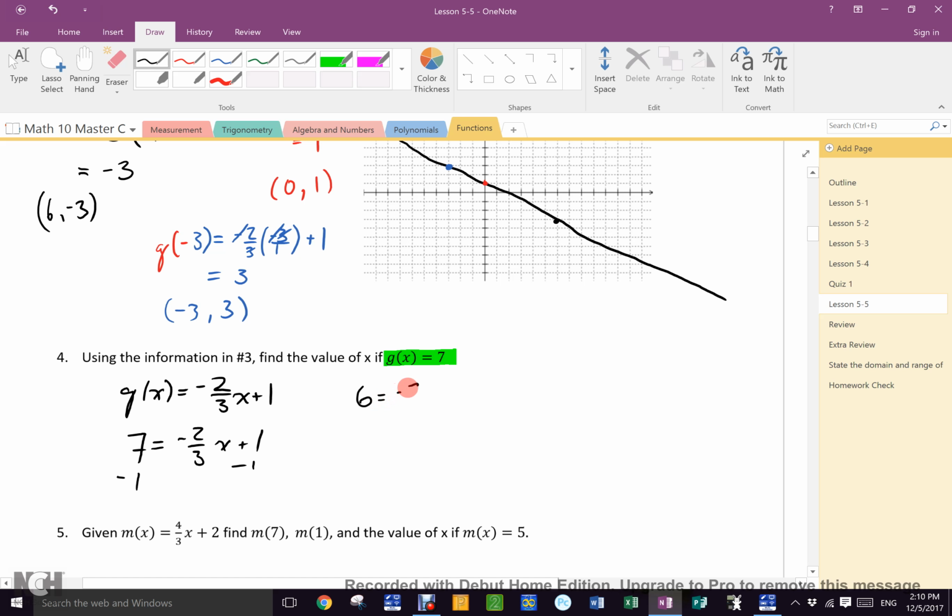6 equals negative 2/3 x. Now what? You could divide by negative 2/3, but very few of you can do that in your head. So go step by step. It's not 4.